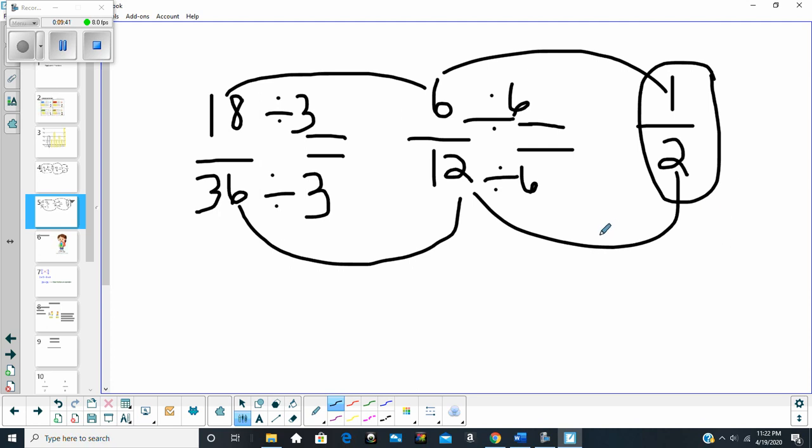So to summarize that, we can make equivalent fractions by multiplying or dividing both the top and bottom by the same amount. You only multiply or divide. You can never add or subtract to get an equivalent fraction. Okay? Do not forget that, you guys. No adding, no subtracting. Only multiply and divide. And we only divide when the top and the bottom number can remain a whole number.